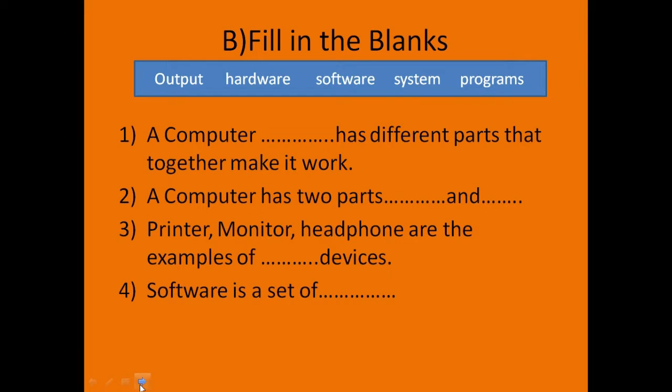So children, your next exercise is fill in the blanks. Options are given at the top: output, hardware, software, system, programs. And you can see in the exercise, a dash is given there. You have to fill the dash from the options. Number 1, a computer dash has different parts that together make it work. So what will be the option that you have to find out and write? Options are given there at the top. Number 2, a computer has two parts, dash and dash. That means two dashes are there, and two options will be filled.